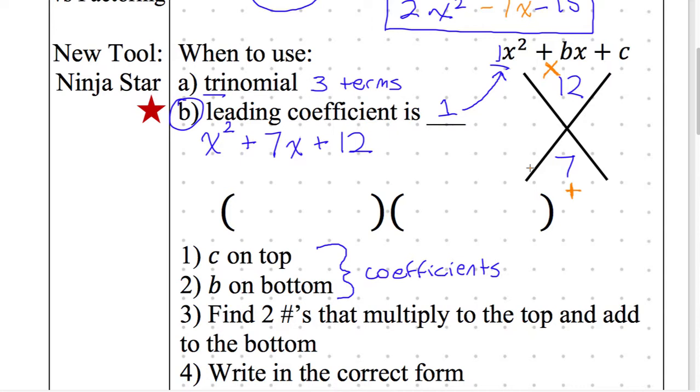Monse, tell us. 4 and 3. Write it down. 4 and 3. 4 times 3 is 12, so those were the factors of 12. But 4 plus 3 is 7, so those are our answers.